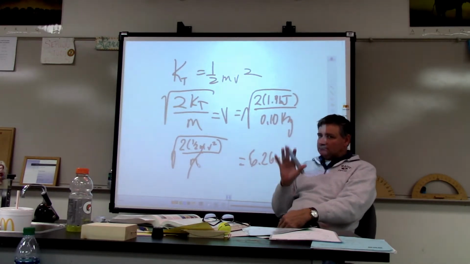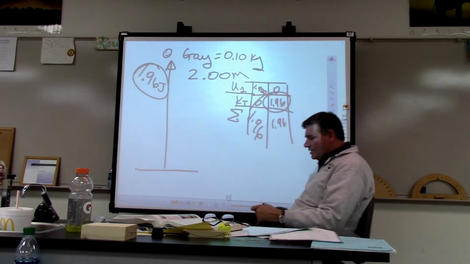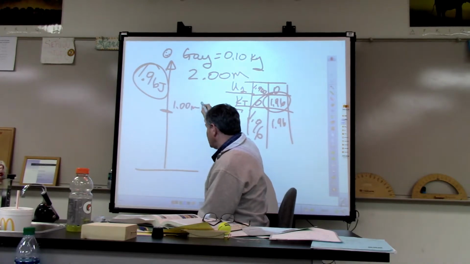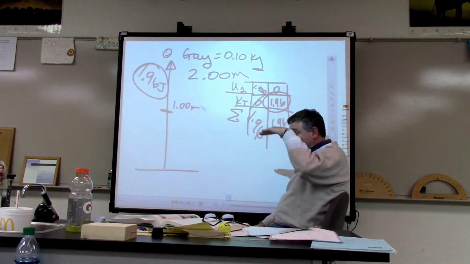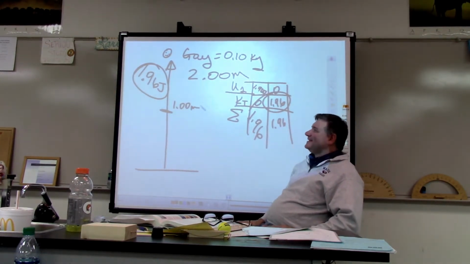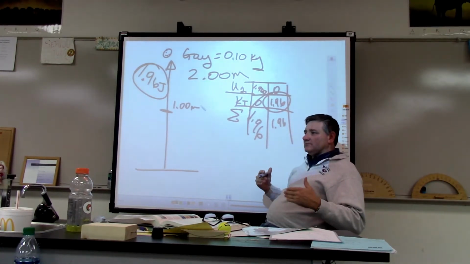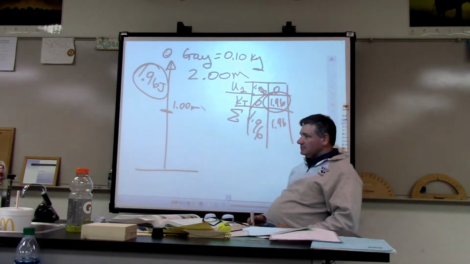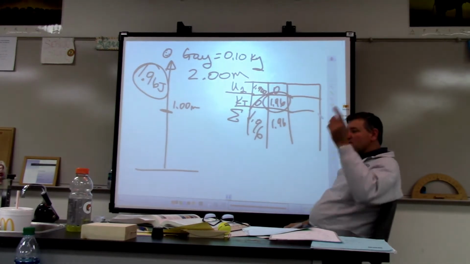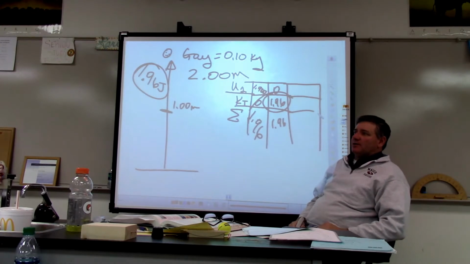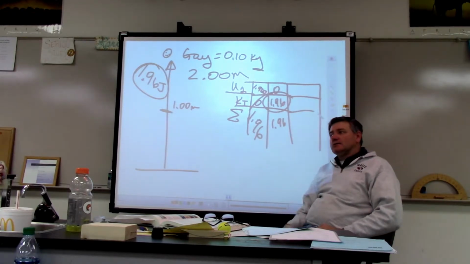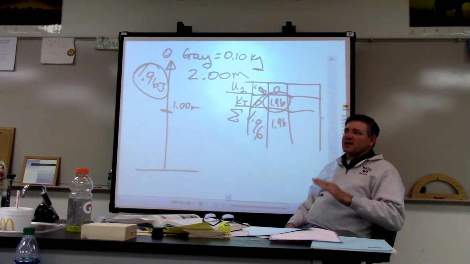Okay, got that. Now, let's say I want to look at what's going to happen when Gary crosses the 1 meter mark. Okay? When he crosses the 1 meter mark, what's Gary going to have in terms of energy? So, when he's at the halfway mark, which of those can I easily calculate? Is it going to be easier for me to calculate kinetic energy or my UGG? Which one's going to be easier to calculate?